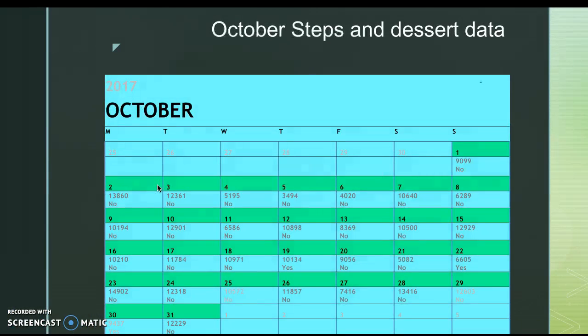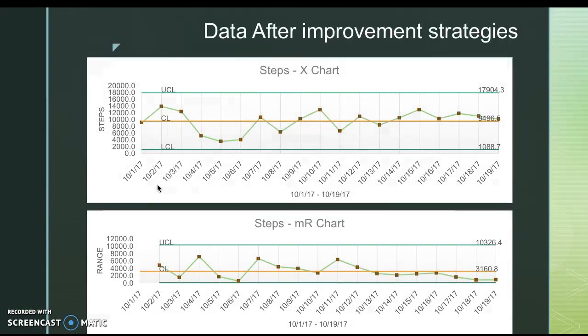Next is my steps data for the month of October. I did the same exercise I did for the September data, plotted on a line chart. As you can see here, after employing the improvement strategies, the range of my X bar chart became narrower. This time, instead of going to minus 40,000 for the lower action limit, I'm having around 20,000 as my lower control limit, which tells me whatever improvement strategies I have put in place are actually working for me.